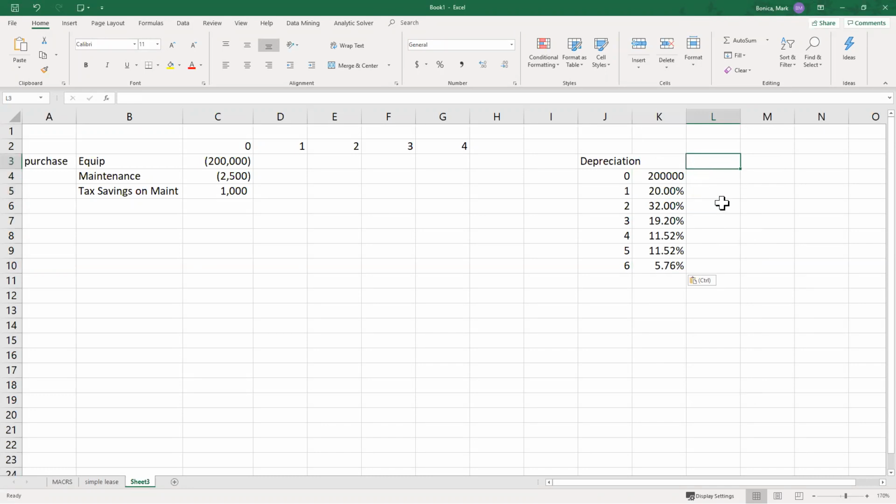So how much depreciation do I get in each year? Well, it equals this times this. Good, it's going to work.